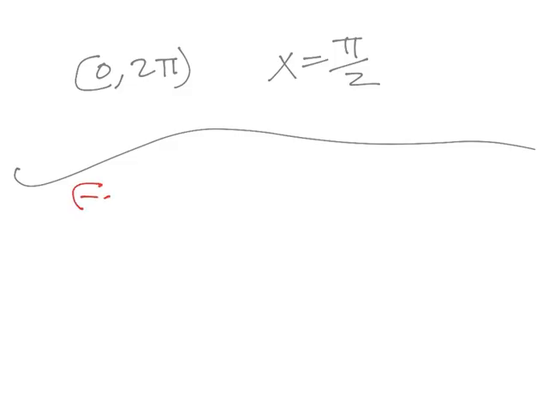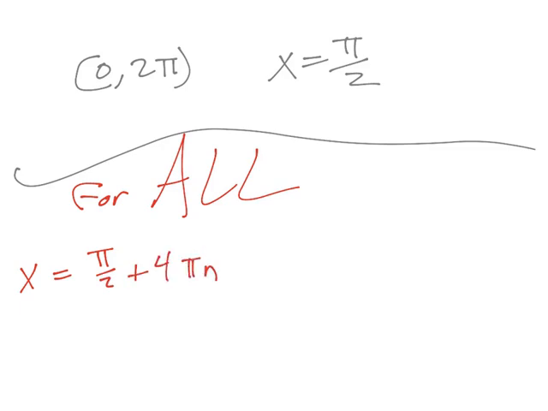So just to clarify and put this all together, on the interval of 0 to 2 pi, our solution is x equals pi over 2. For all solutions, we have x equals pi over 2 plus 4 pi n, and x equals 7 pi over 2 plus 4 pi n. Keep that in mind. Things are different. So just always remember, what am I trying to find? What does that include? And go from there.